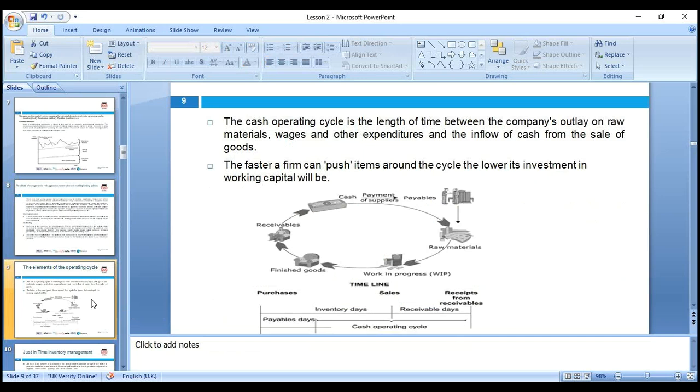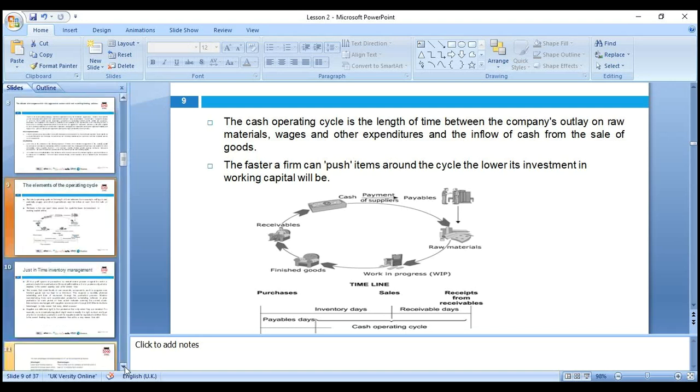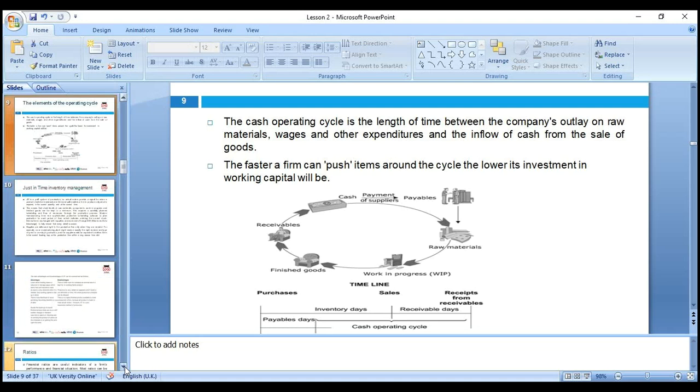Okay, so we need to look at the cash operating cycle: how long cash goes in and comes out of the business. When you buy and sell, how long does it take to convert into cash? You purchase something, you have inventory days, then you have receivable days, and then you have the cash operating cycle, how long the cash stays in the cycle to complete. So we always need to look at the working capital cycle as well. We'll go through the formula in detail.